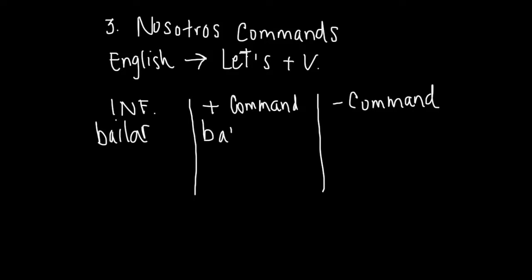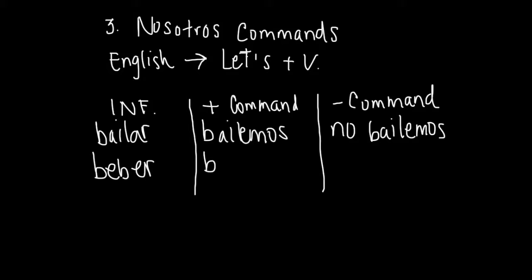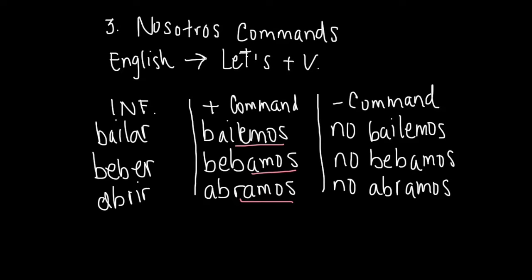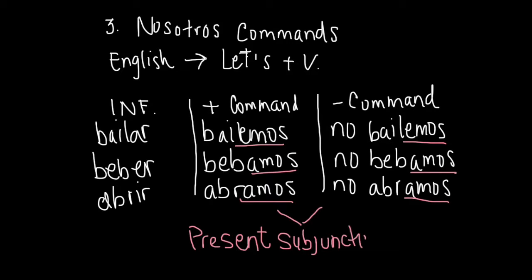So if we have the verb in AR, bailar, affirmative command, bailemos, negative command, no bailemos. Beber, bebamos, negative, no bebamos. Abrir, abramos, negative, no abramos. So both negative and affirmative take the form of the nosotros in the present subjunctive.